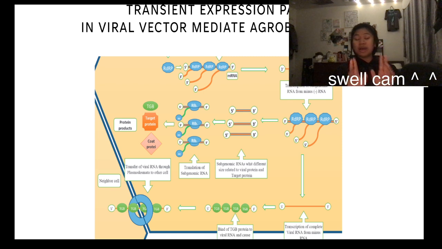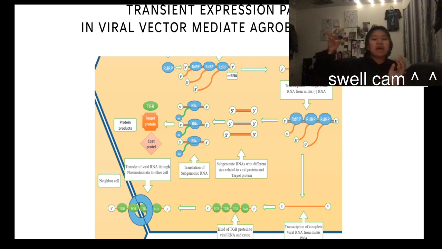Okay, so from this minus RNA, there will be 2 pathway options. One pathway option is that the mRNA that has differential size specific to your viral protein and target protein will be translated into your protein of interest, coat proteins, and TGB, which stands for triple gene block, which is used for cell-to-cell movement. And so you have your protein of interest, TGB, and the coat proteins produced, which are your protein products.